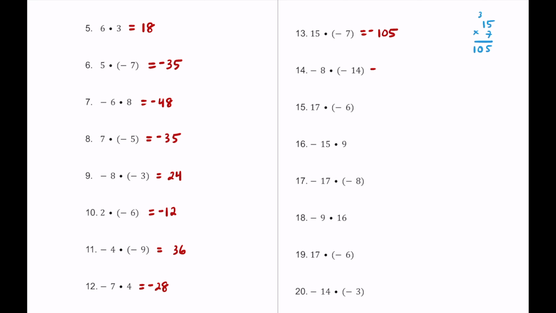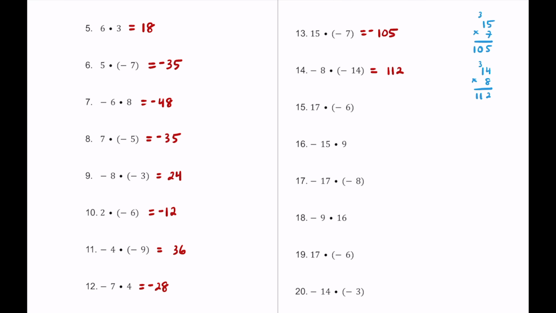For number 14, we have negative 8 times negative 14, so we're going to get a positive answer here just because we have two opposites. But if we're multiplying this 14 times 8, we have 4 times 8, which is 32, carry the 3. 8 times 1 is 8 plus 3, which is going to be 11, so we're going to get 112 here. And we're going to have a positive 112 because the opposite of the opposite is positive in this case, right?